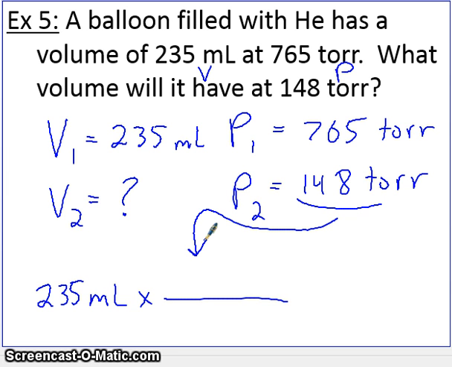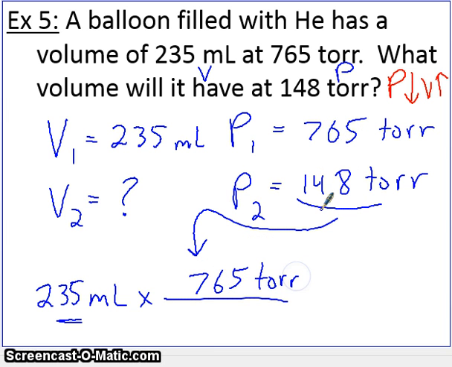Now, whenever pressure decreases, here we have pressure decreasing, we know volume must increase. This is because of Boyle's law. As pressure goes down, volume goes up. It is inversely related. So again, pressure decreases, volume must increase. In order to make this volume increase, we have to put the big number on top. So 765 torr would go on top, and 148 torr would go on the bottom.